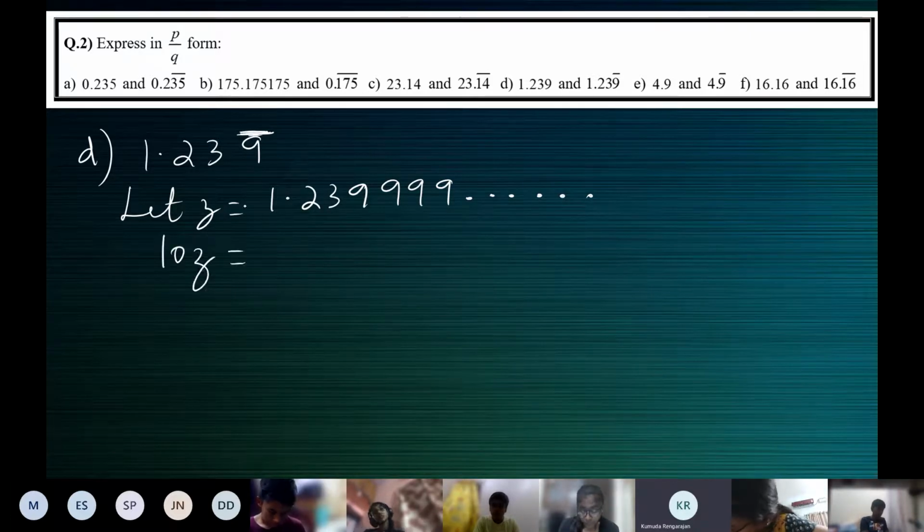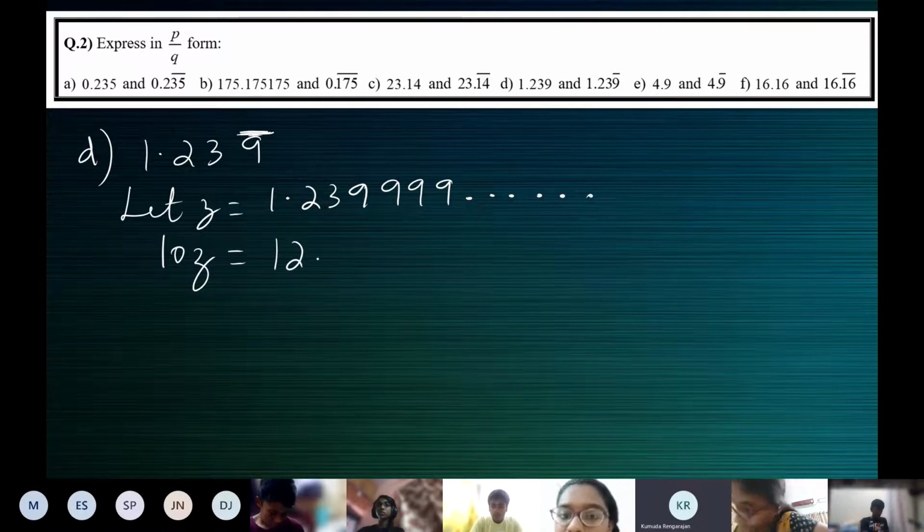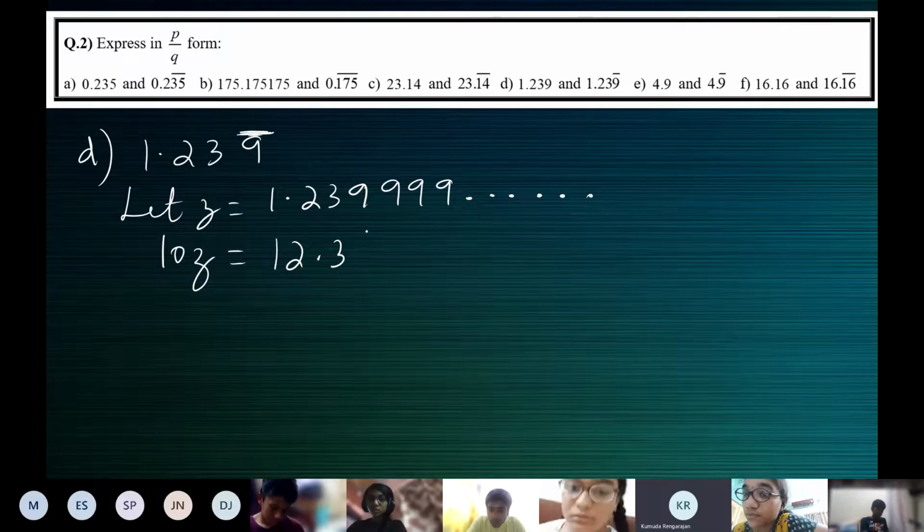So multiply the Z equation by 10. Z into 10 is 10Z. You're just multiplying this equation by 10. This Z is equal to 1.239999. So 10 into Z is 10Z, and this number into 10 will be 12.3. See here, be very careful, this decimal shifts here. So 12.3. What should I write, children?